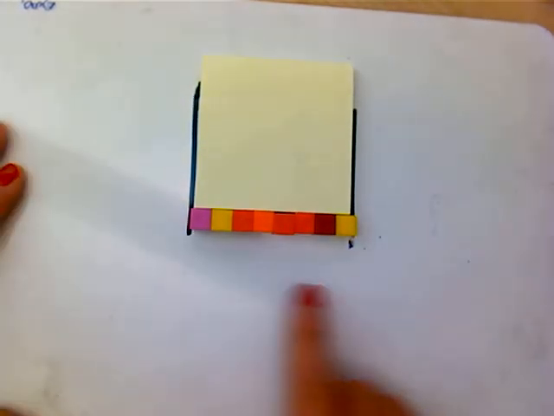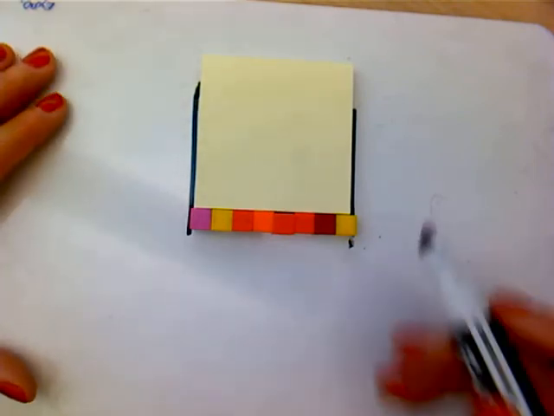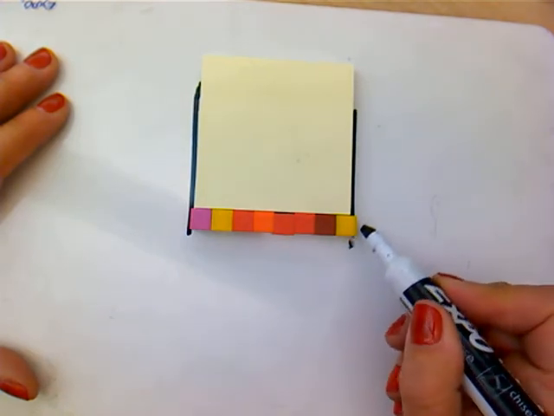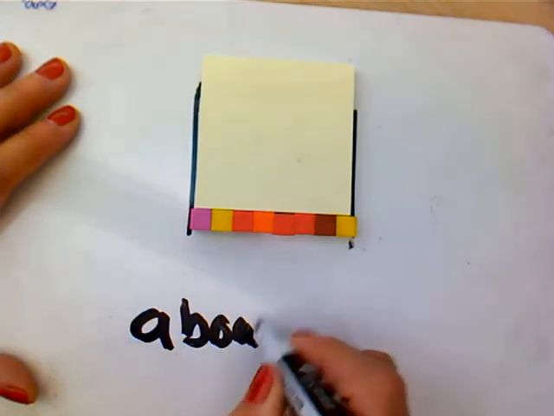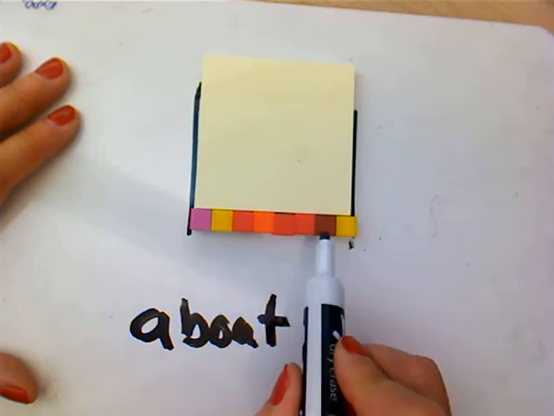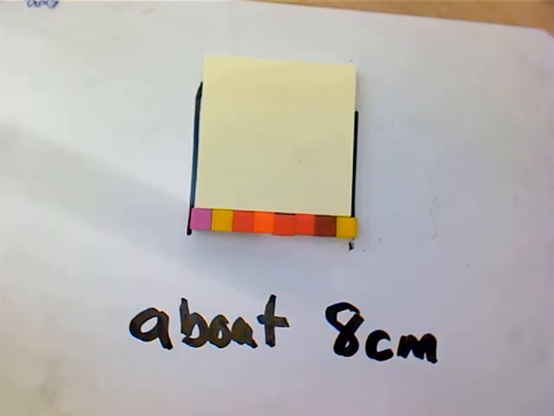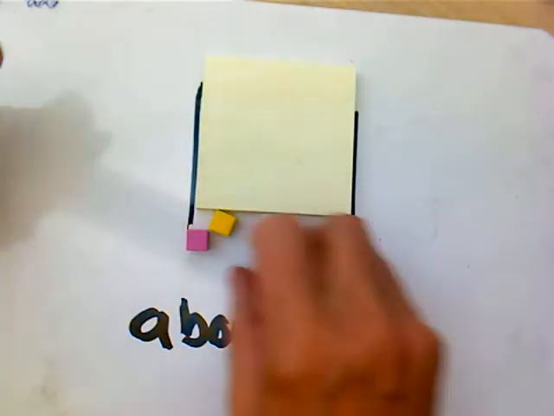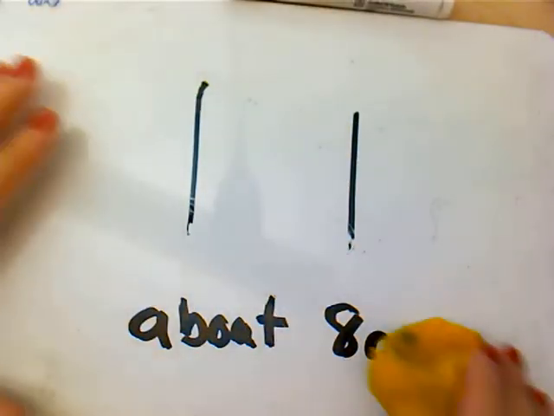So if I was going to be estimating about how long this sticky note pad is, that's still very, very close. There's just a little sliver that's hanging over. So in my estimate, I would say that my sticky note pad is about, well, let's count. 1, 2, 3, 4, 5, 6, 7, 8. About 8 centimeters. It's pretty close to 8 centimeters, maybe just a tiny bit more, but pretty close. All right, and with that, I'm going to take these off.